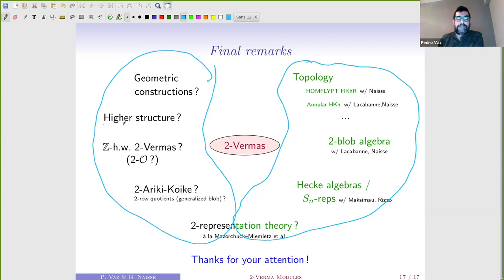So the higher structure. So what acts? What is the two category that acts on the two Verma? Because we have a category where we have objects, all these blocks, categorified Verma spaces. We have one morphisms, functors, and then you have natural transformations of functors. The only thing we know is that the algebra AN, the enhanced Nil-Hecke algebra, acts there. And everything else gets complicated, gets tough.